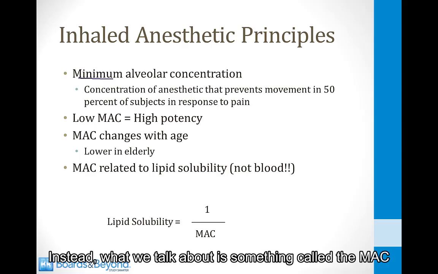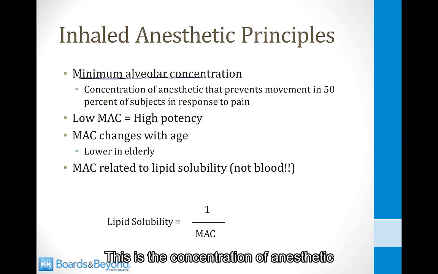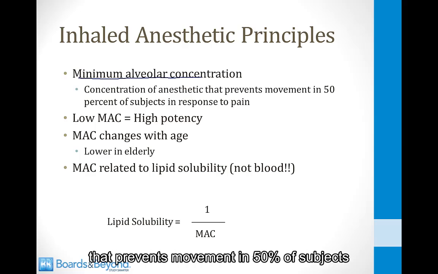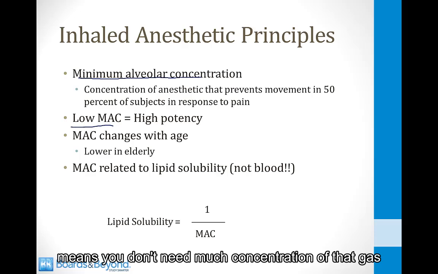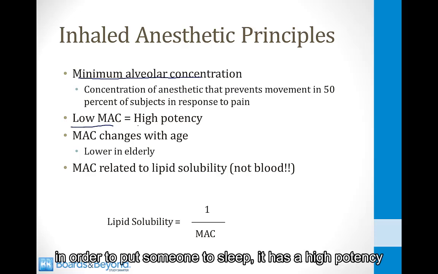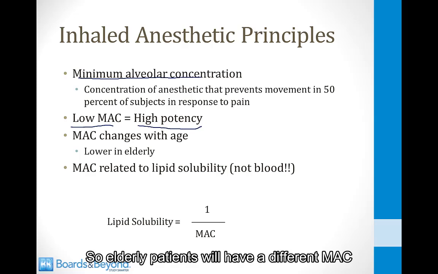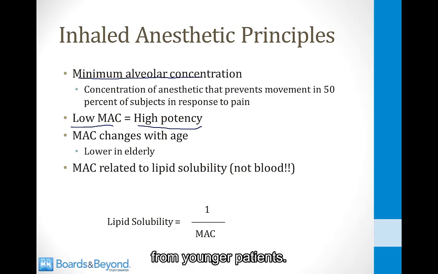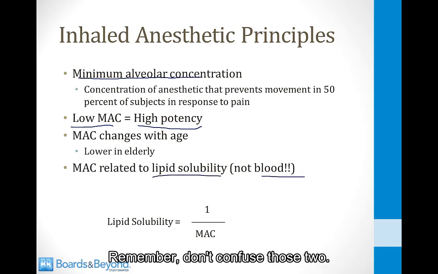Instead, what we talk about is something called the MAC, and that's the minimum alveolar concentration. This is the concentration of anesthetic that prevents movement in 50% of subjects in response to pain. So a drug with a very low MAC means you don't need much concentration of that gas in order to put someone to sleep. It has a high potency. And the MAC of different drugs changes slightly with age, so elderly patients will have a different MAC from younger patients. And the MAC is related to lipid solubility, not blood. Remember, don't confuse those two.